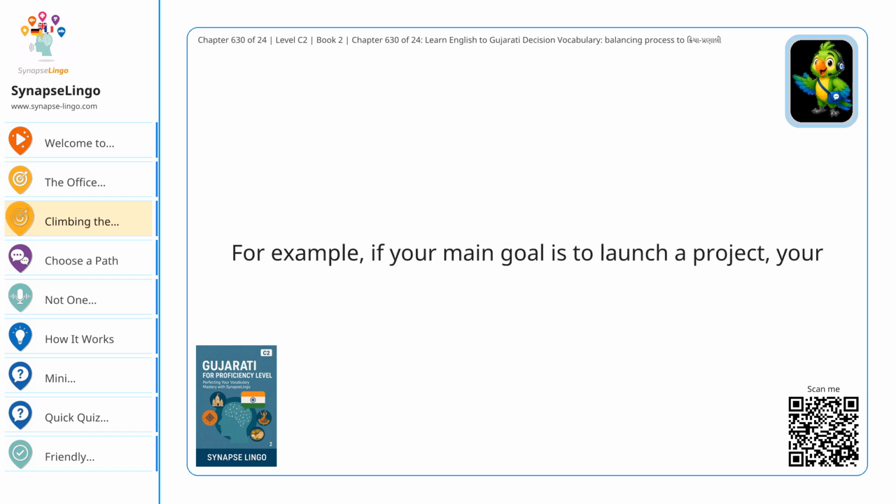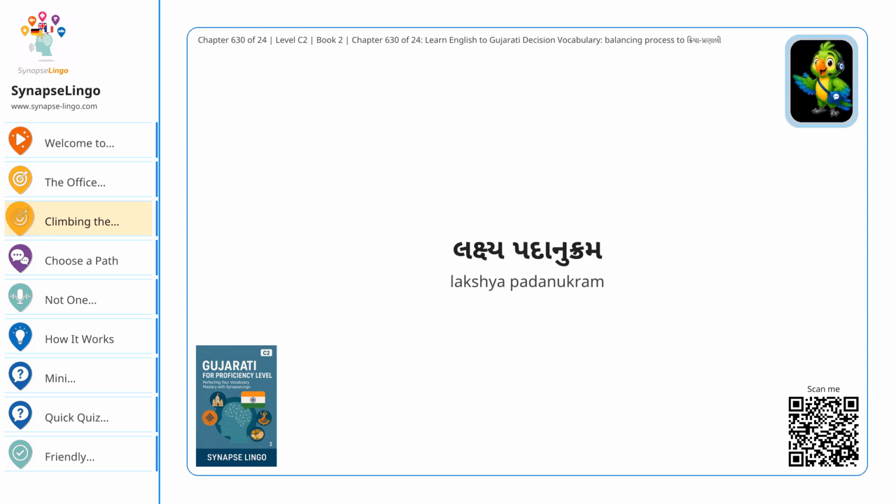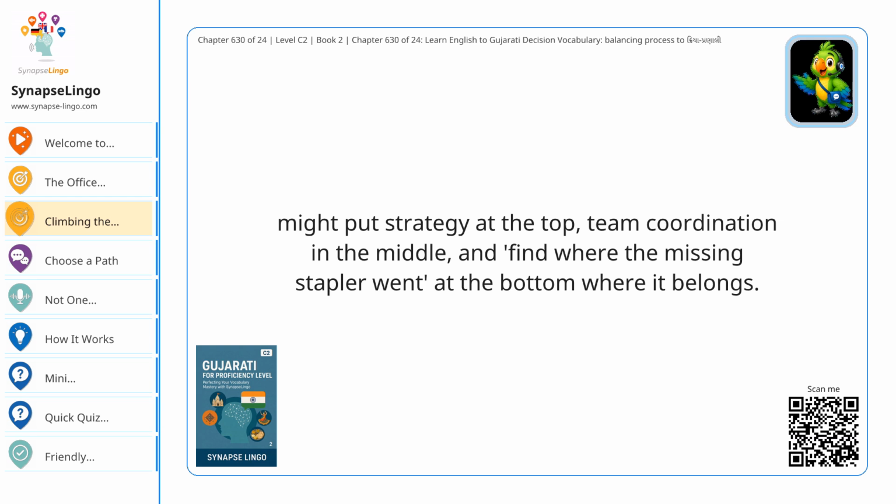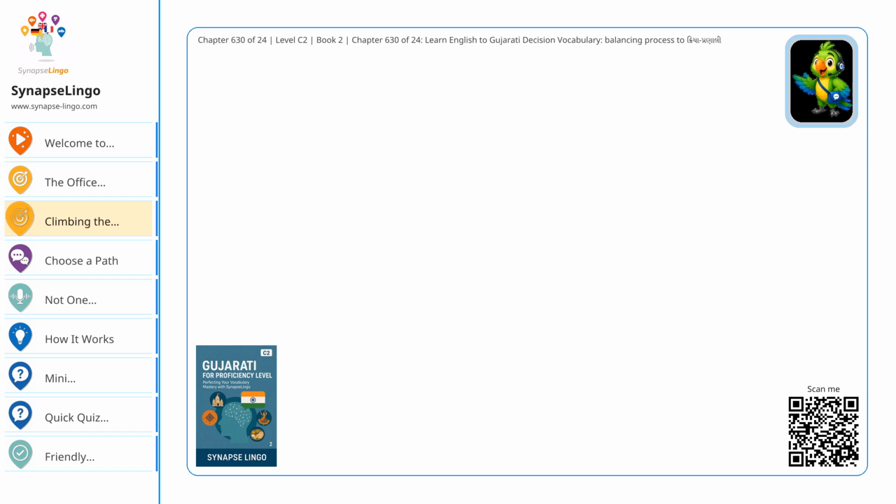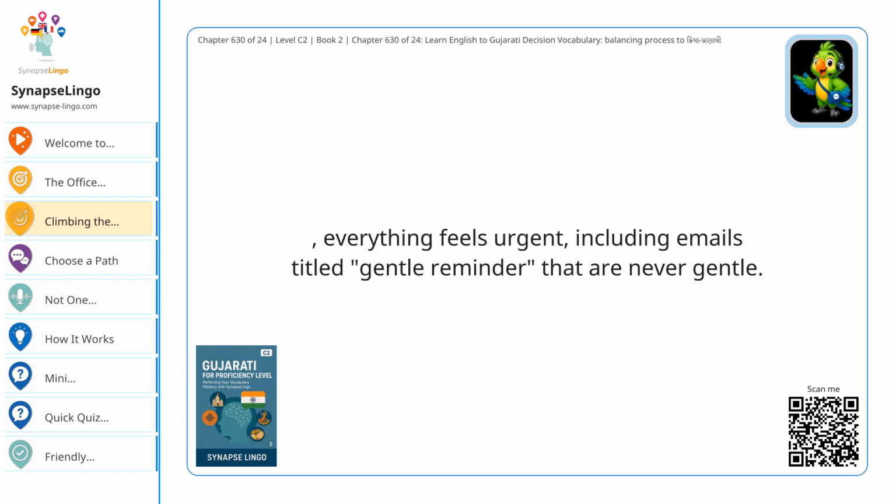For example, if your main goal is to launch a project, your લક્ષ્ય પદાનુક્રમ might put strategy at the top, team coordination in the middle, and find where the missing stapler went, at the bottom where it belongs. Without a લક્ષ્ય પદાનુક્રમ, everything feels urgent, including emails titled gentle reminder that are never gentle.